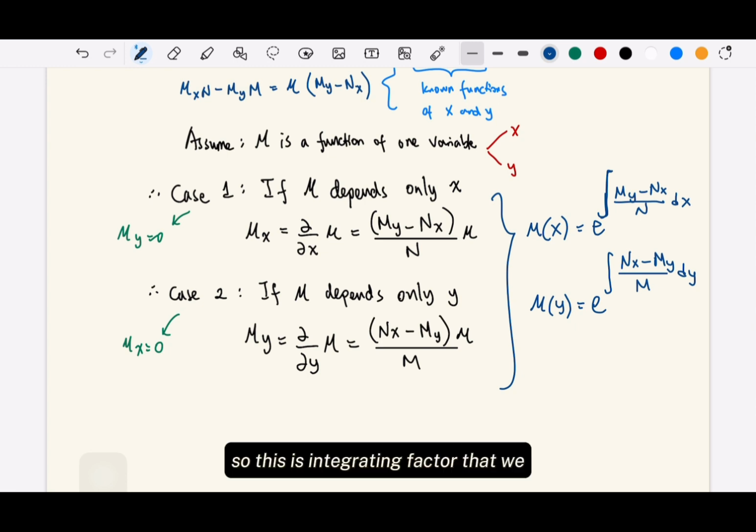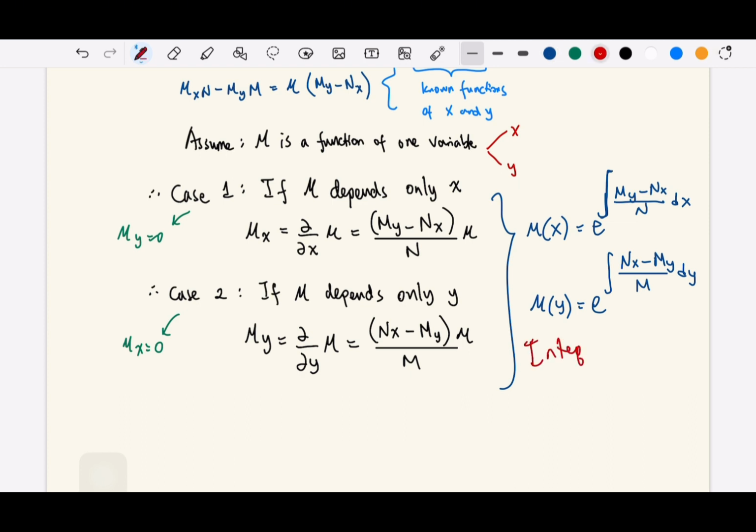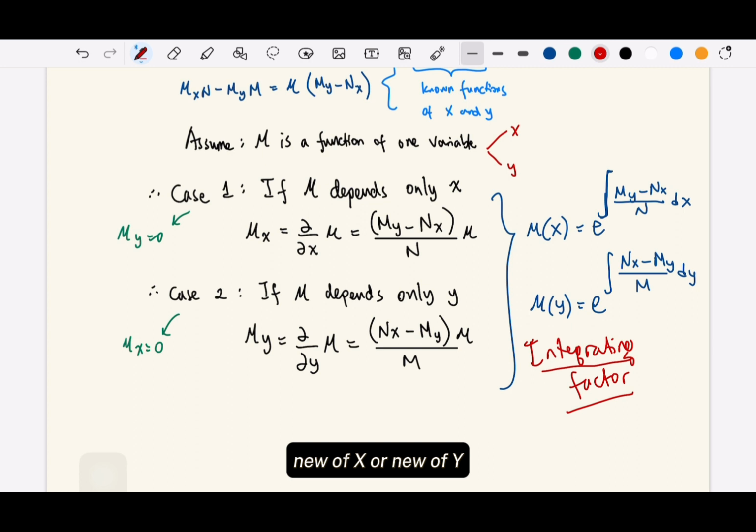So this is the integrating factor that we are going to choose. Okay, so this is the integrating factor, mu of x or mu of y.